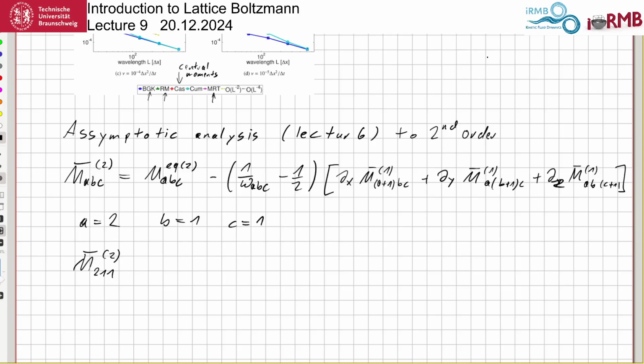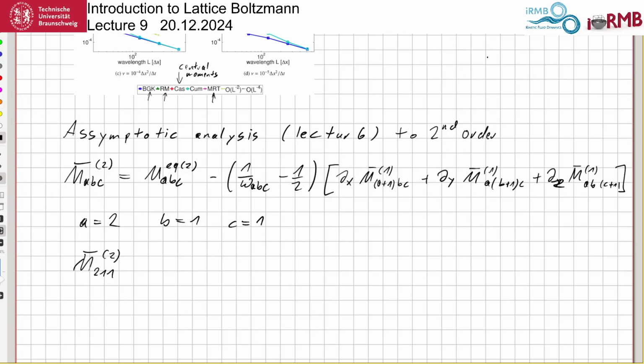The first order moment M211. This is the problematic guy. And by the way, in the beginning of this lecture, I told you that in this paper from 2002, where they introduced MRT, they did this only for the D3Q15 and the D3Q19. And in the D3Q9, in these models, you don't have this moment independently. So you don't run into this problem because you don't have the moment.